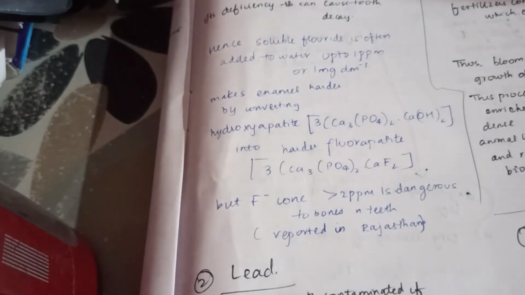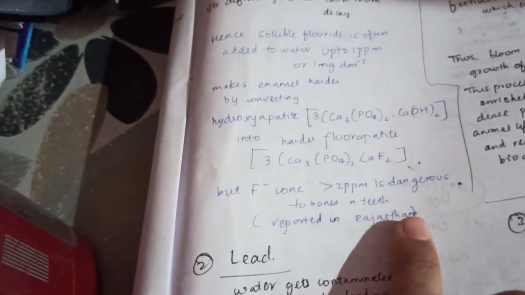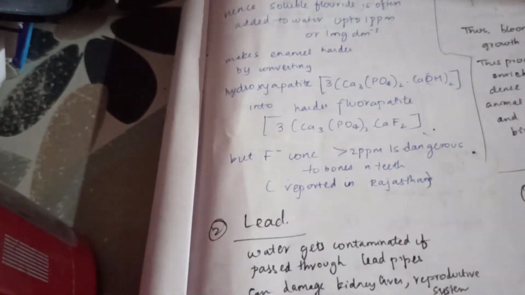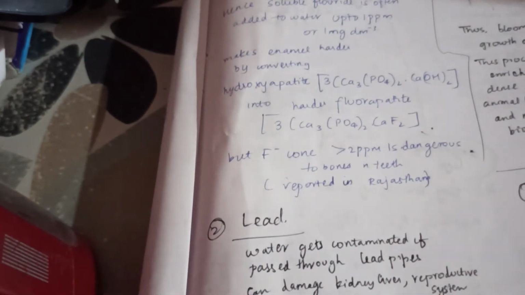But if fluoride concentration is higher than 2 ppm, only 1 ppm is added. If it is more than 2 ppm, it is dangerous to bones and teeth. The irony is, it is helpful for making the enamel harder, but if it is in greater amounts, then it can destroy the teeth and bones. Okay? Reports in Rajasthan, like in newspapers you can see people get many diseases due to weakness in bones due to excessive fluoride in the water. It is really a sad thing.